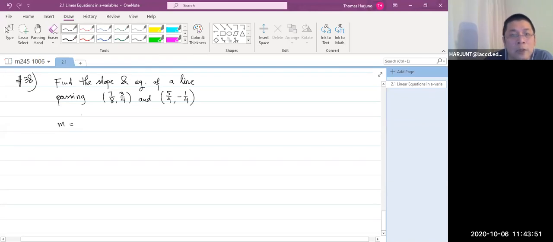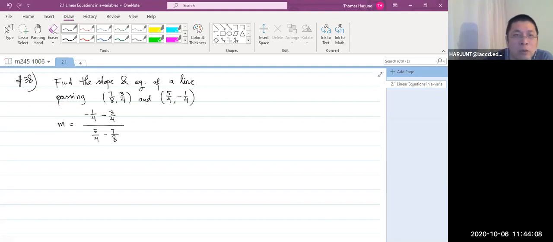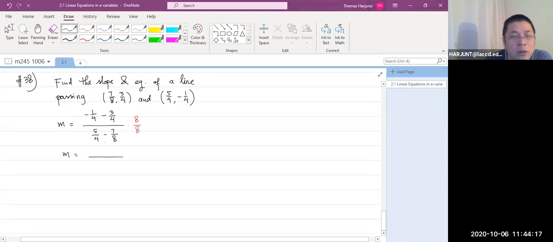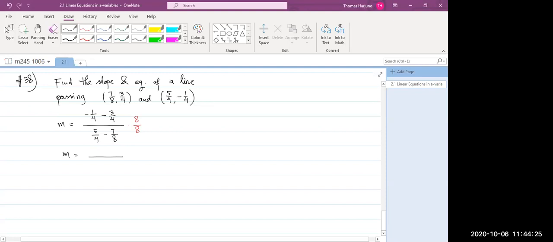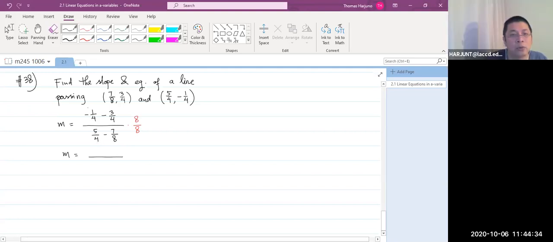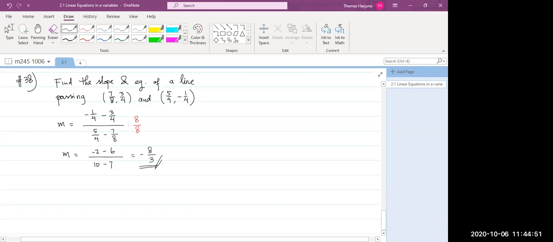The slope will be y2 minus y1 over x2 minus x1. Now, let me multiply the top and the bottom by the LCD to simplify. That will give me, on the top left, can you help me? What is the top left? Eight divided by 4 is 2, times -1, it's -2, minus 6 over 10 minus 7. So that's -8 over 3. That's the slope. But the question in the book only asks to find the slope.